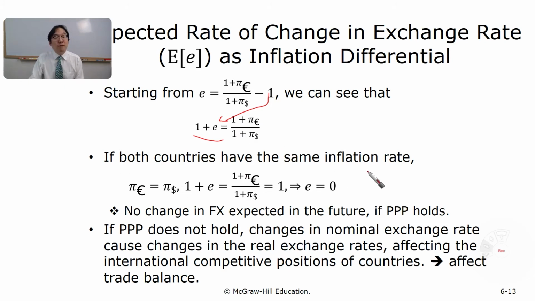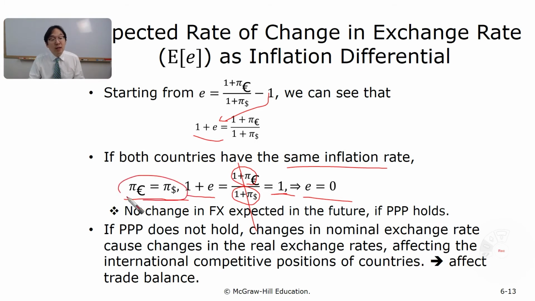If both countries have the same or identical inflation rate, which means the Euro and US have the same inflation rate, then what do we have? Well, these two, numerator and denominator, will be the same and cancel each other out to be 1. Unity, in English expression. So 1 plus e should be 1, which means e will be 0. What does that mean? There will be no change in FX expected in the future if purchasing power parity holds true and the inflation rates of the two countries are identical.